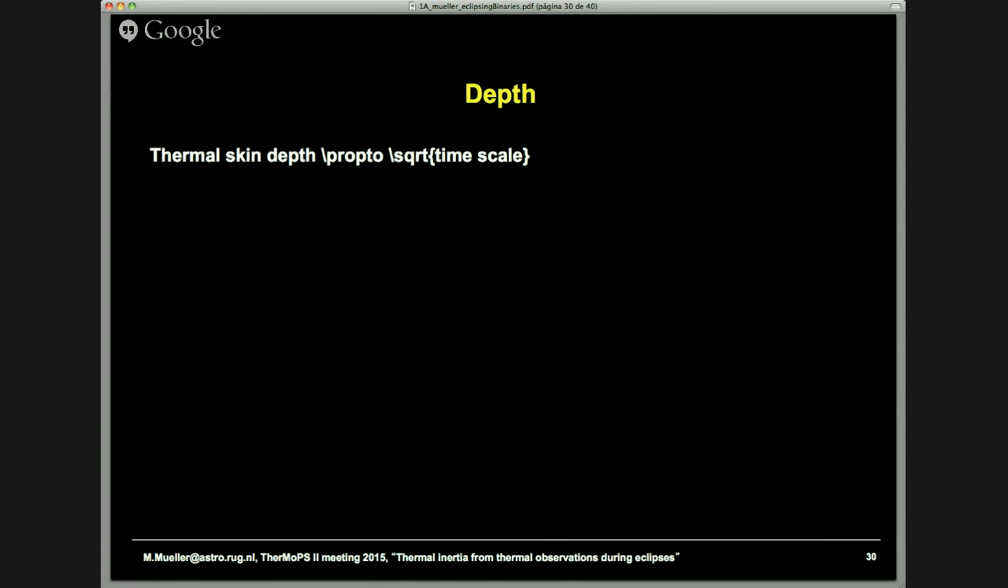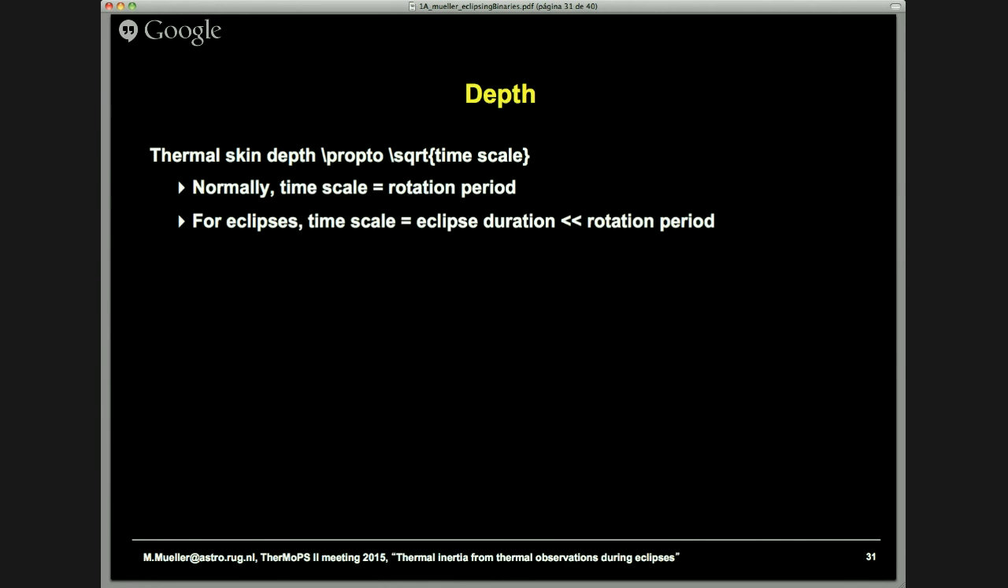Going away from the real data, and I hope you can read LaTeX. This actually sort of is an equation. I must apologize, I guess. So we've seen this a number of times today. The skin depth is proportional to the time scale. And normally, when we look at the data we look at, that time scale is the rotation period of our asteroid. For an eclipse, that's not quite it. Here, the relevant time scale is the duration of the eclipse, and that is shorter than a rotation period by definition, and by a lot.